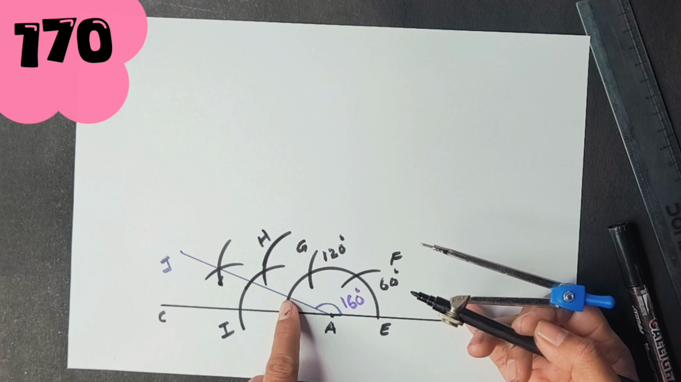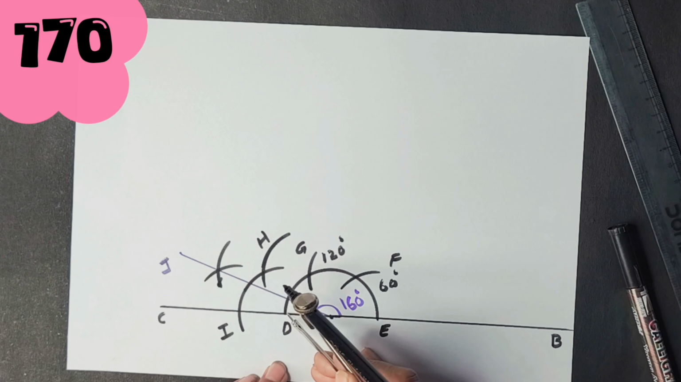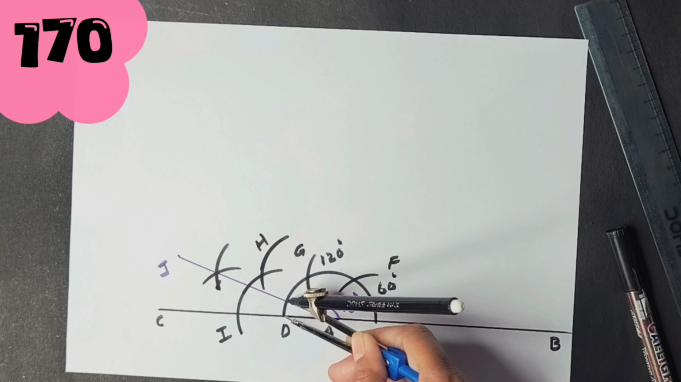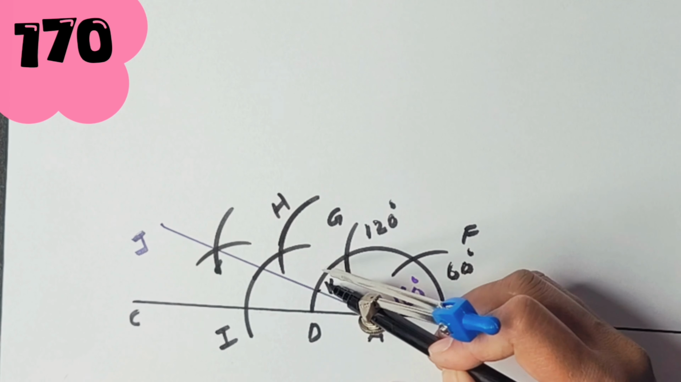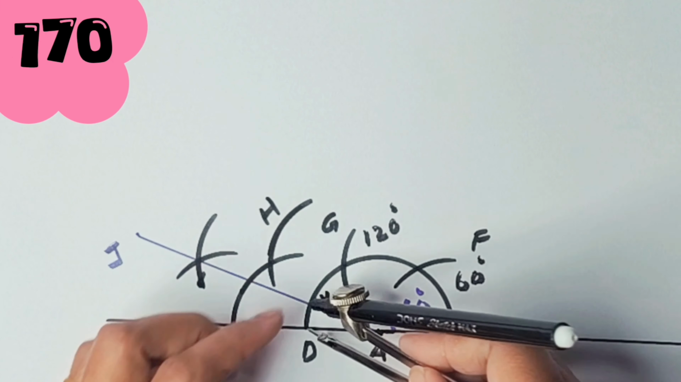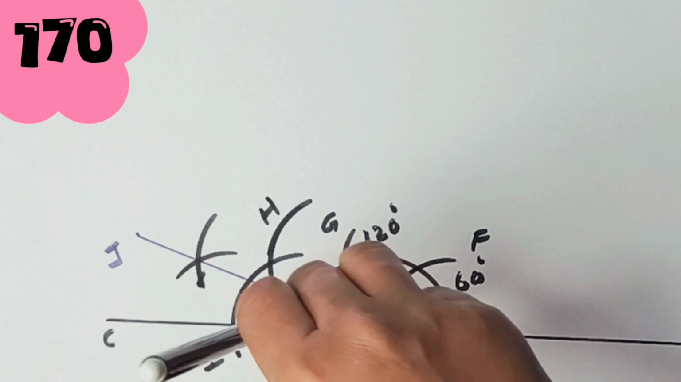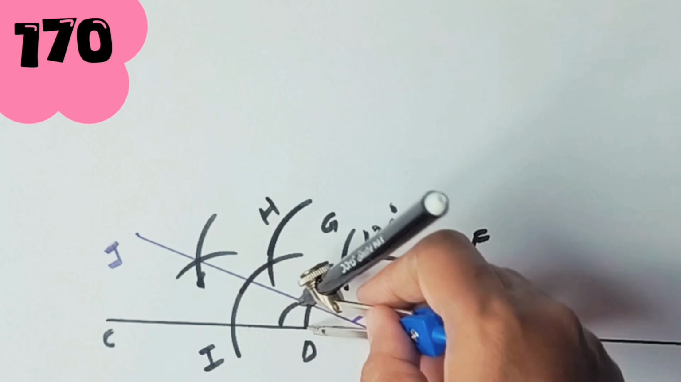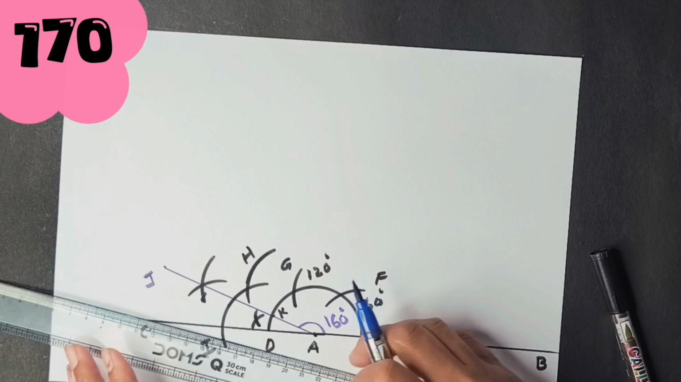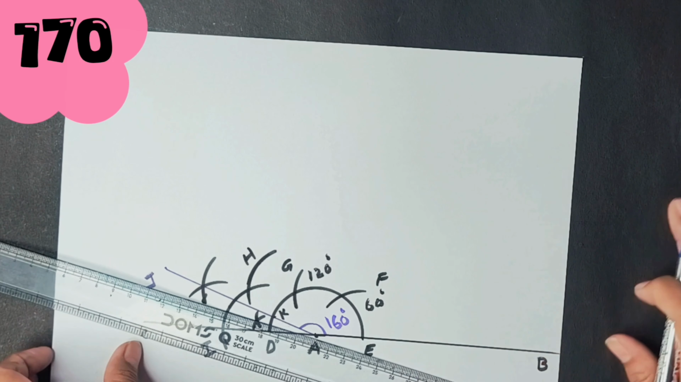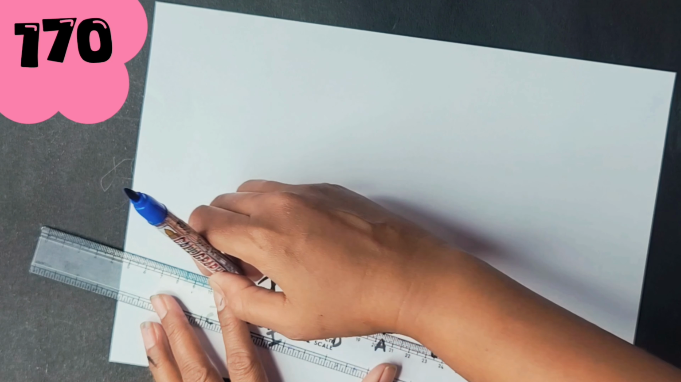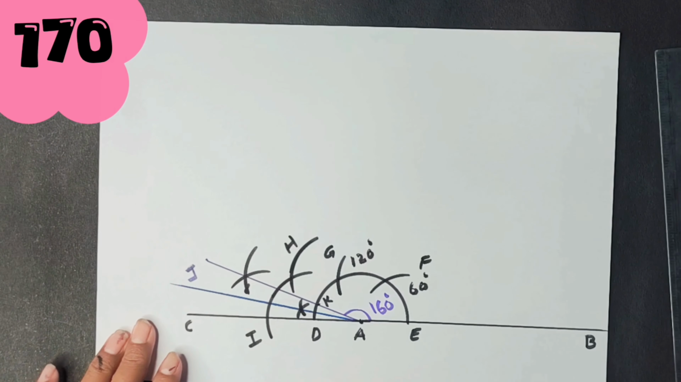Using these 2 points as centers, cut the arc as shown. In the end, draw a line passing through this intersection point from endpoint A of the line segment. This line will be inclined at the required 170 degrees.